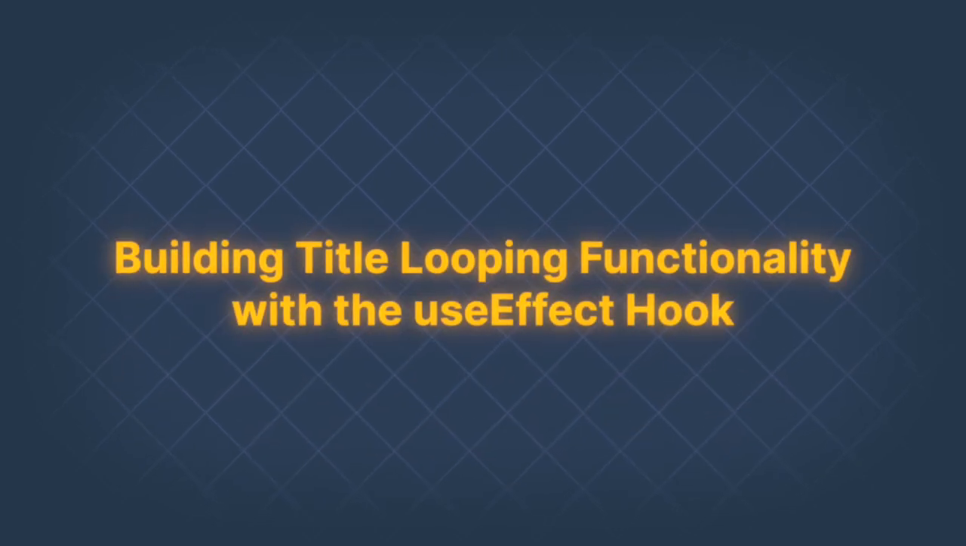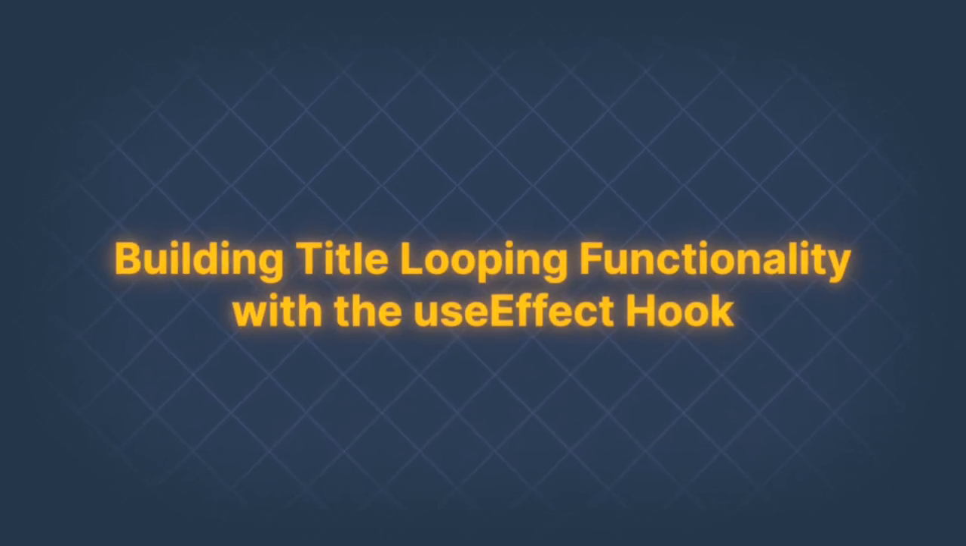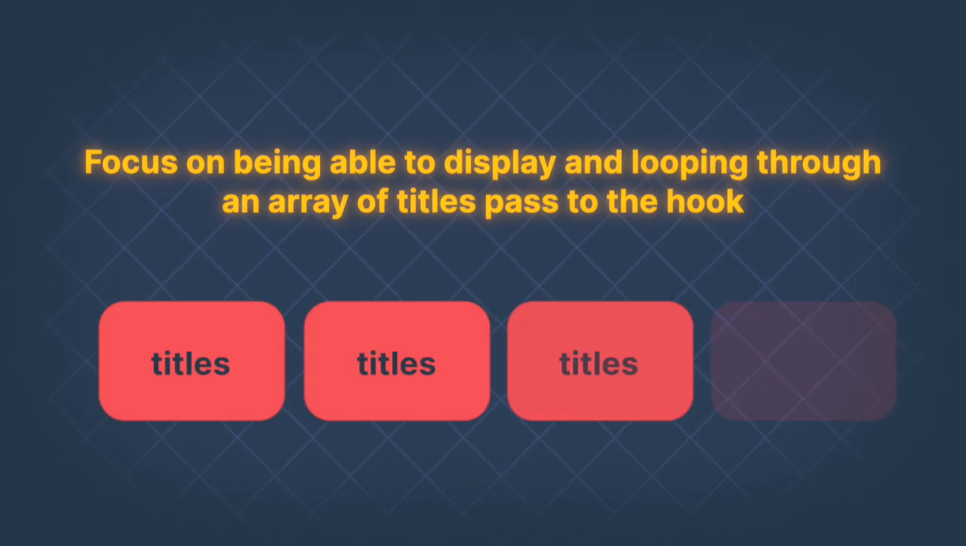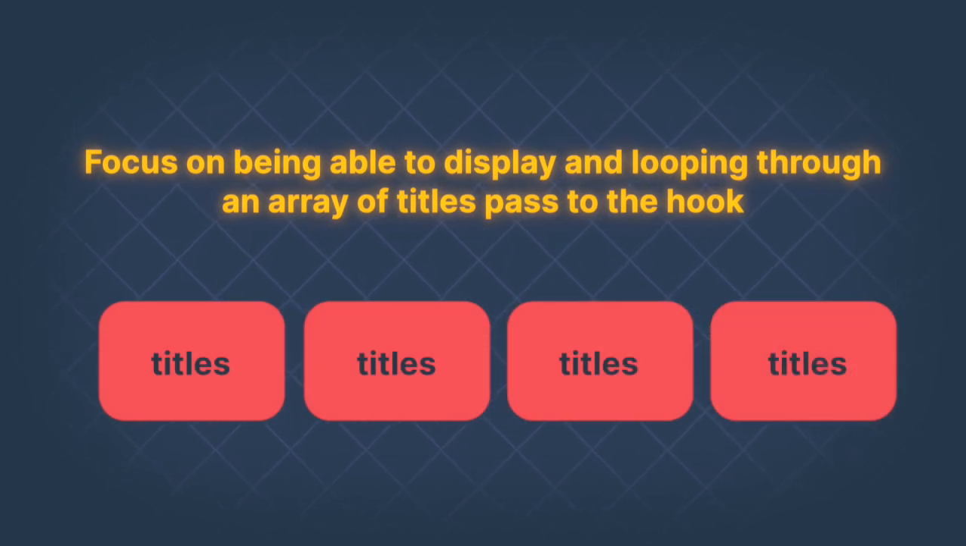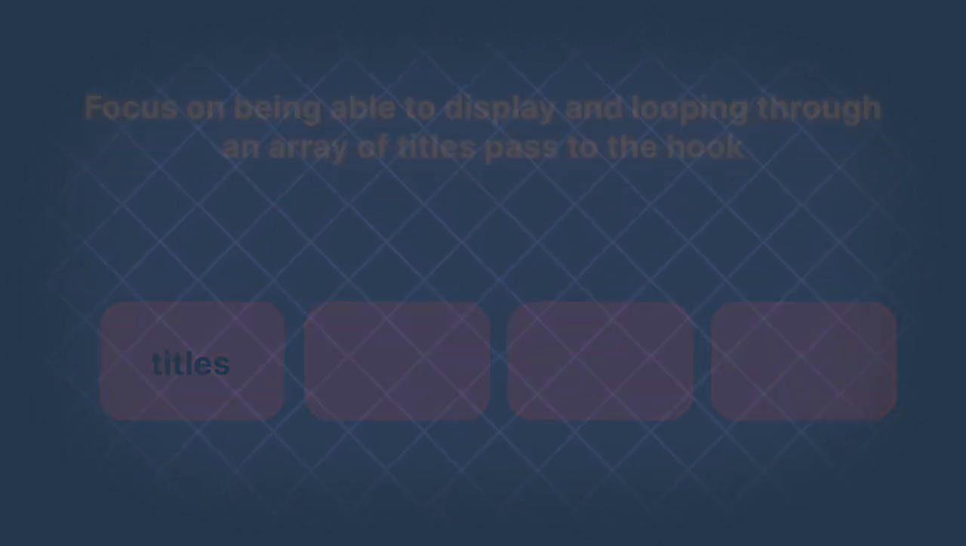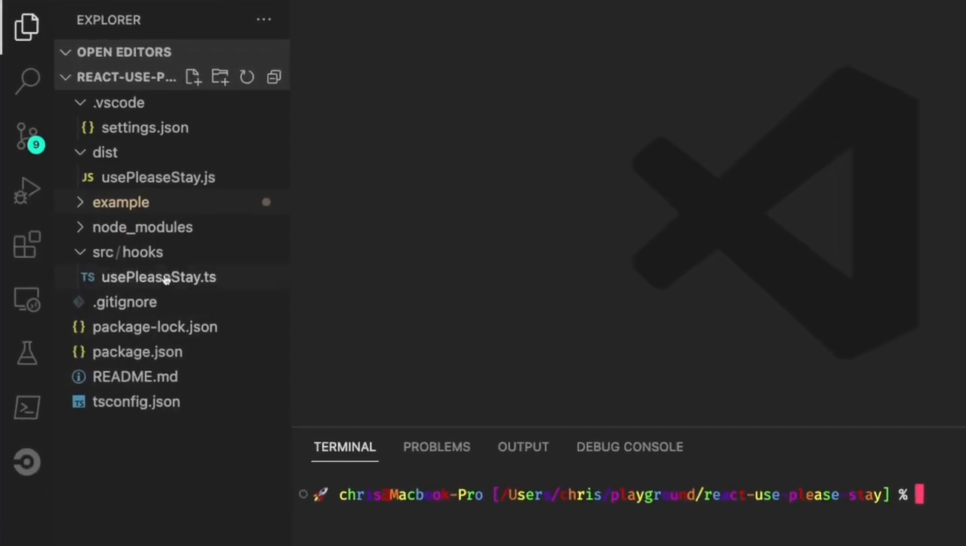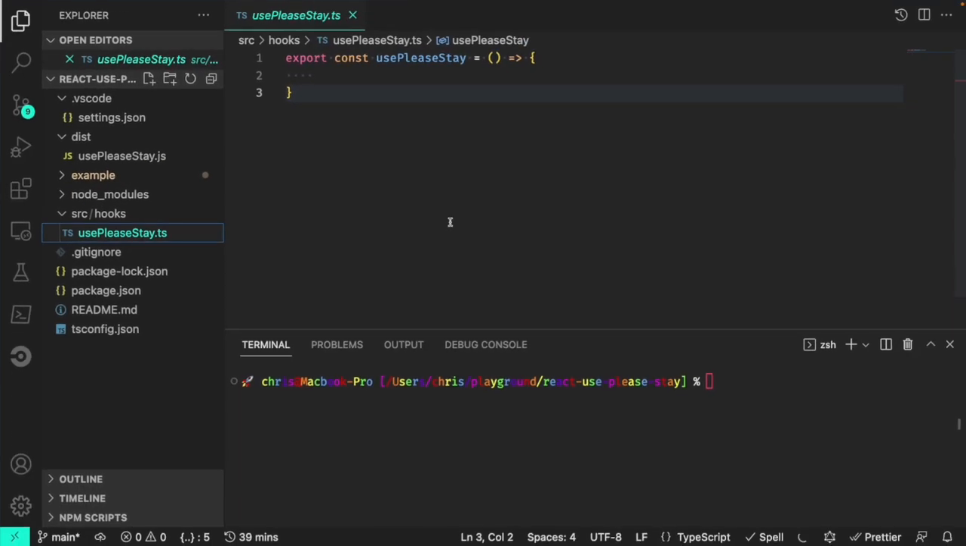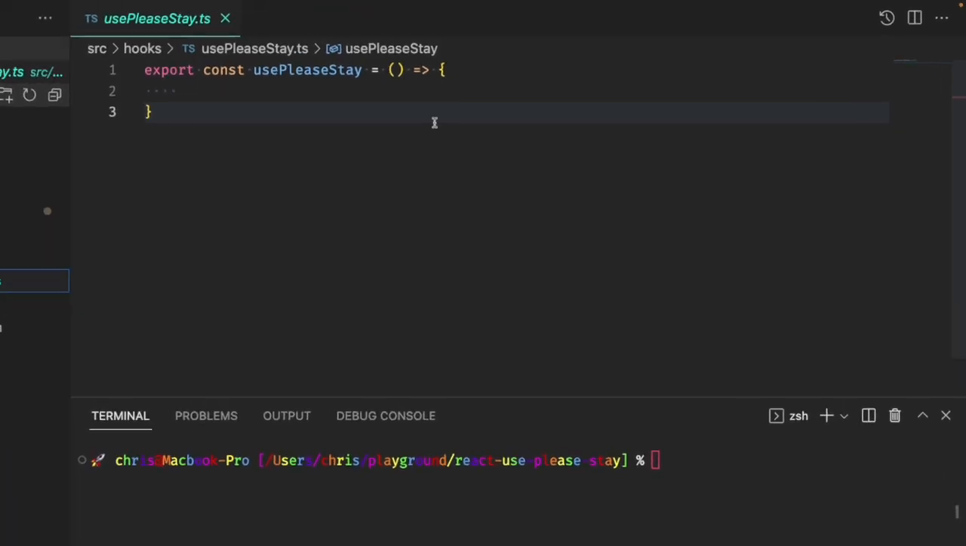Let's finally get started with the first functionality of our hook. To start, we'll focus on being able to display and loop through an array of titles passed to the hook. First, open up the useState file and ensure that that's the one in the root src directory and not the one in the example folder. Now, let's allow our hook to accept a parameter, titles, which will be of type array of strings.